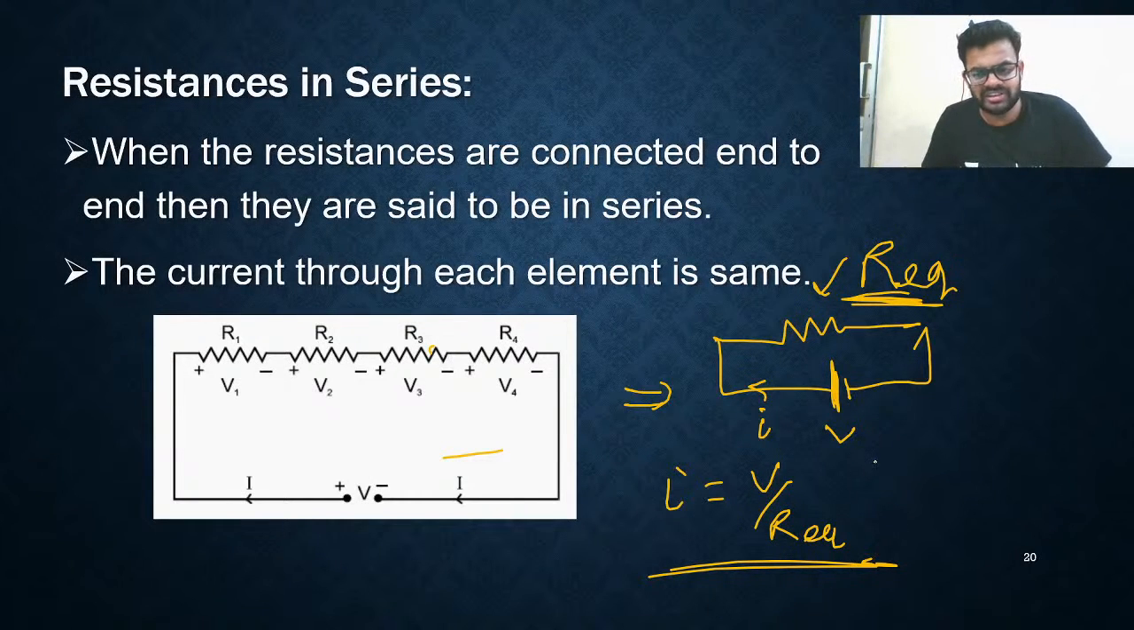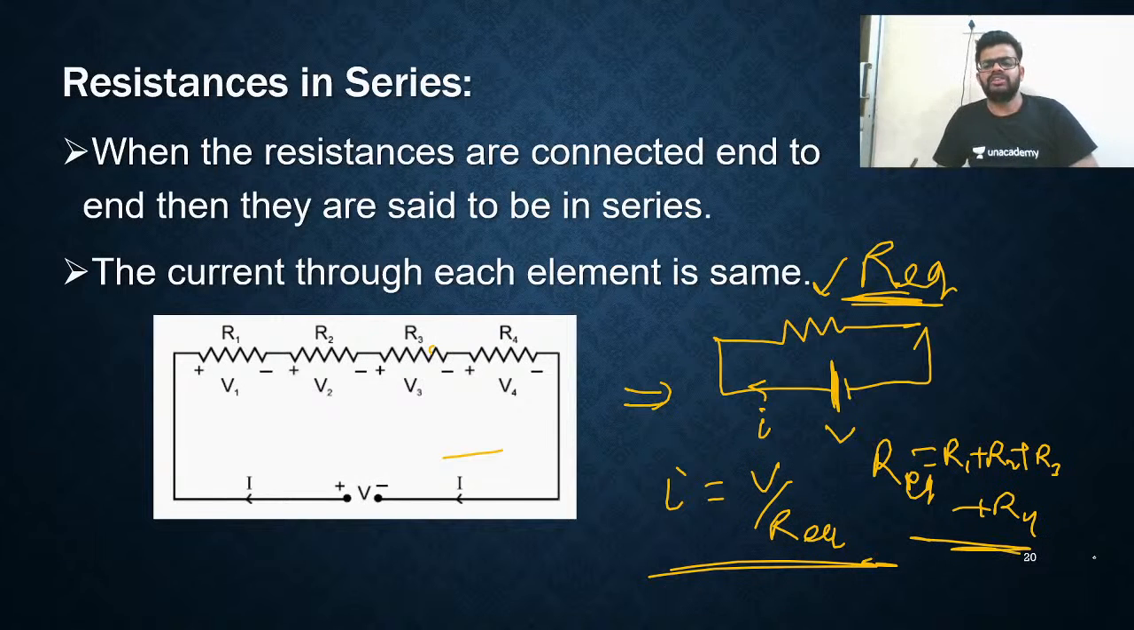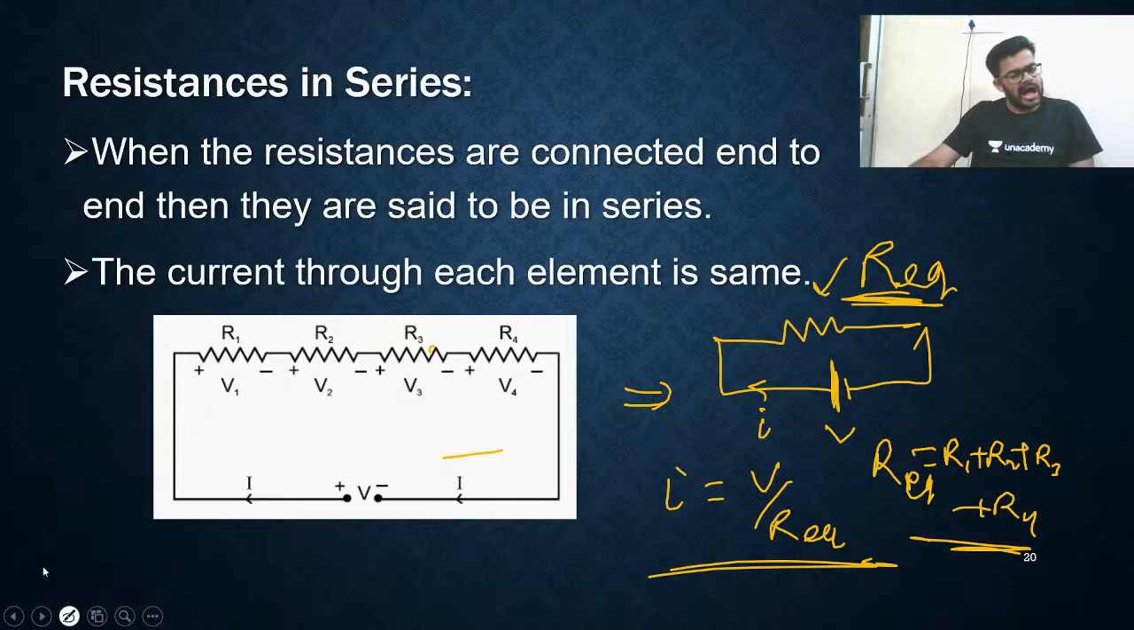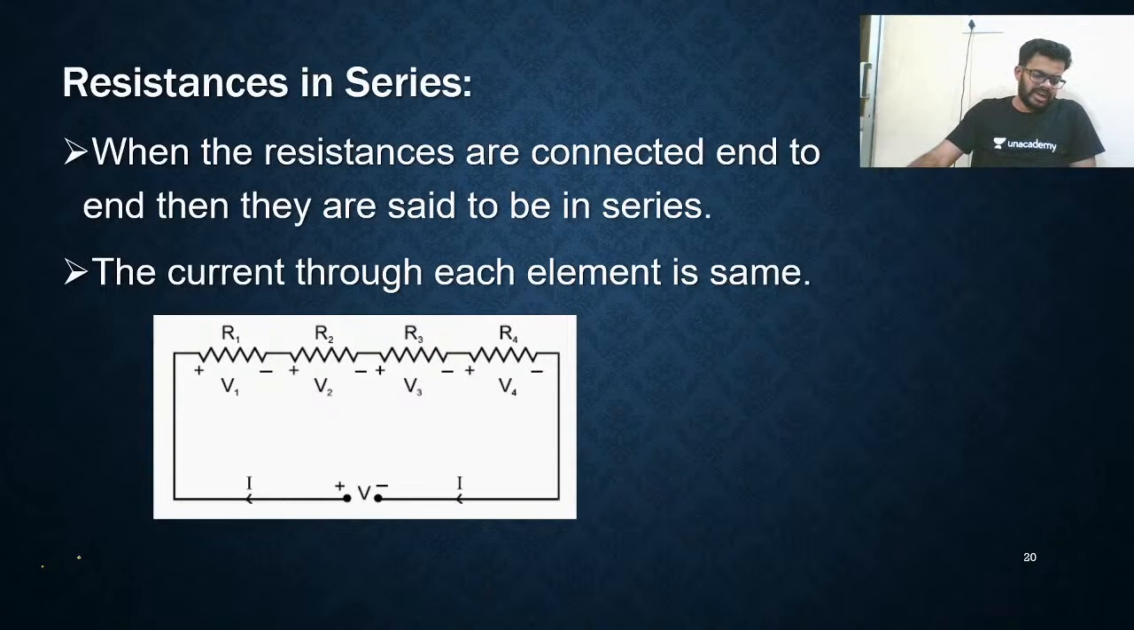So for series resistance, R equivalent is given by R1 plus R2 plus R3 plus R4. Are you getting it? Just add the resistances directly. Now the question is how it came. It came from Kirchhoff's voltage law and Ohm's law. Ohm's law is always there, right?